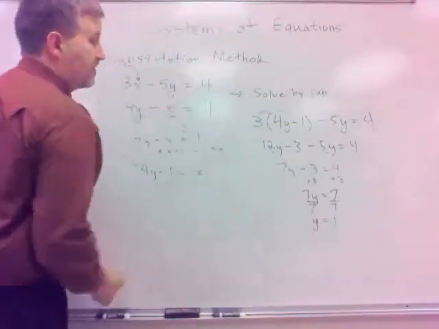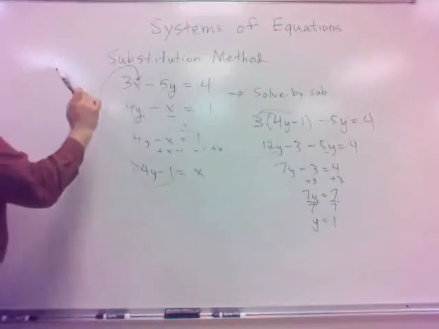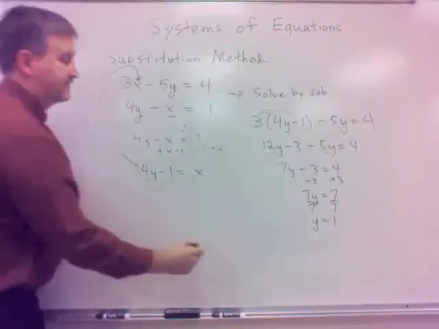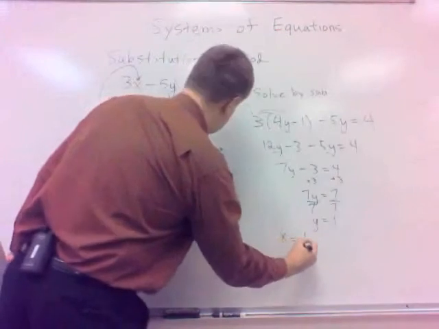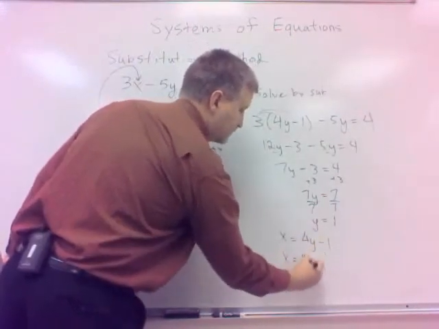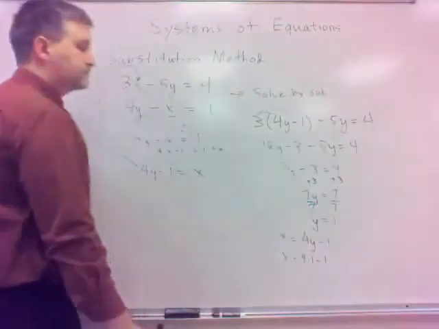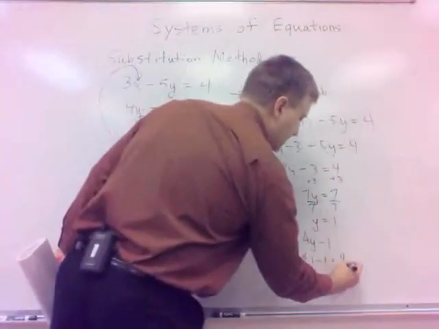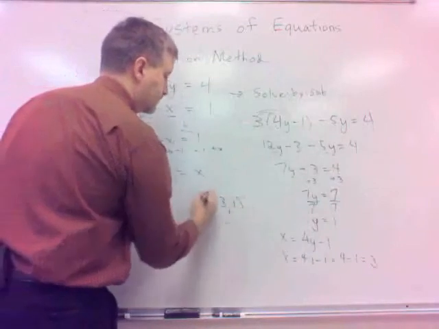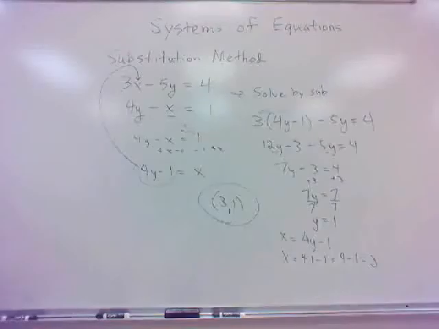And that is another note here. You can plug it in wherever you want to for y, but if we go to this one, x is 4y minus 1, that'll be the easiest of the bunch. So y is 1, so I know x would be 3. (3, 1). How's that sound? All right.